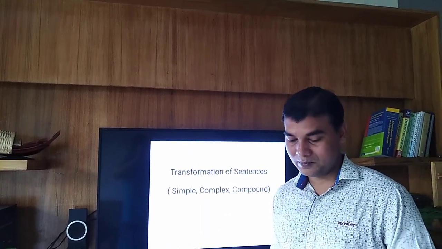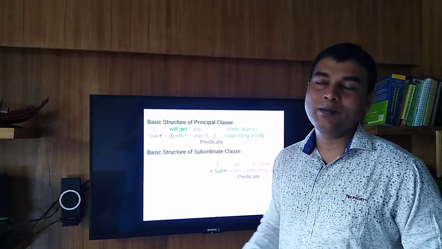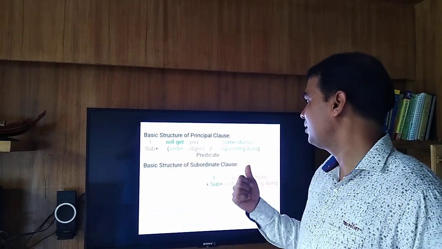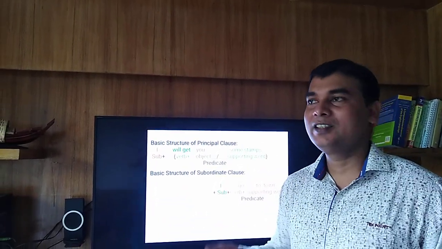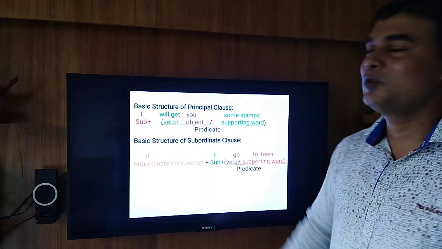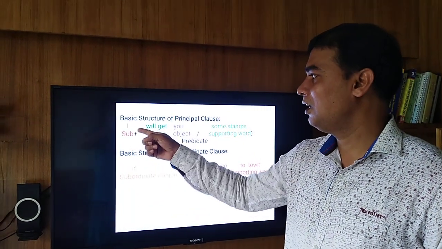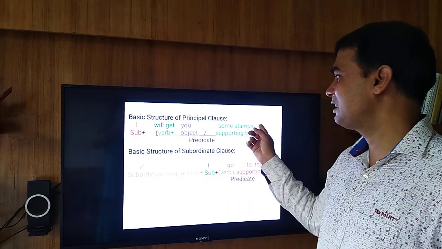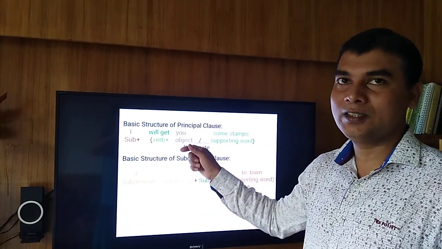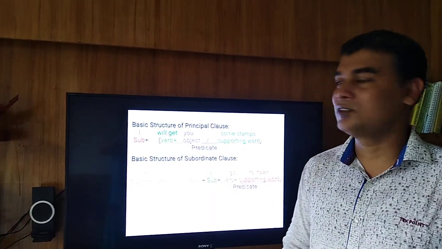Transformation of sentences. Now, the basic structure of principal clause. Remember, in principal clause there is a subject and a predicate, and in predicate you will find verb, object, or supporting words or additional words. Okay? In the example, I will get you some stems. In this sentence you say subject I, will get verb, you object, and some stems supporting words.